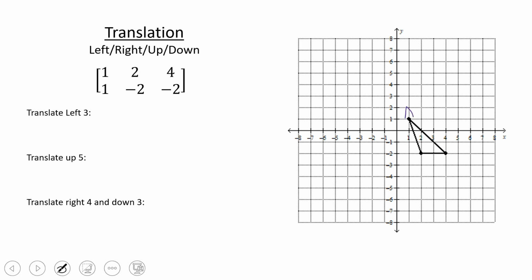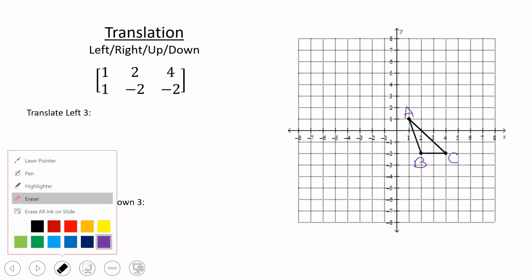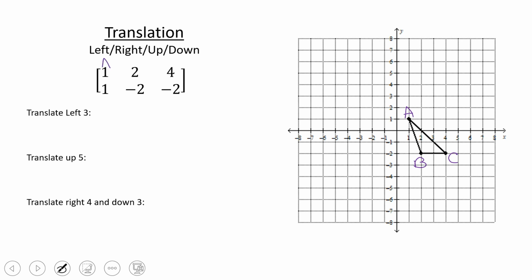I'm going to say that this one right here is vertex A, this one right here is vertex B, and this one's vertex C. Now I can put these vertices in a matrix if I say this is point A. Let's try that again. And this is its X value and its Y value. And this is vertex B and vertex C.